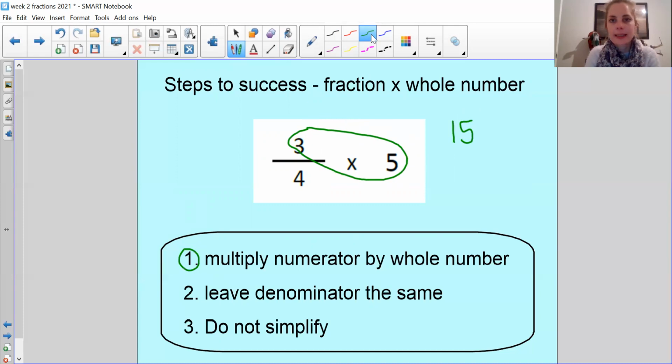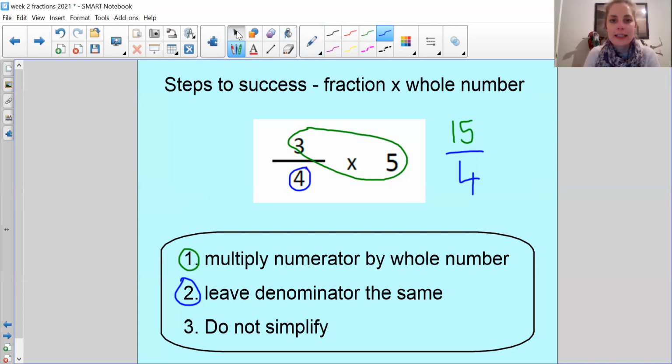All right, so nice and easy. Leave the bottom number the same. The denominator is going to stay the same, which is quarters. And that is my 2 simple steps. And remember not to simplify or convert it into a mixed number, okay? You just leave it as it is because we want you to get the marks. We don't want you to make any silly mistakes.